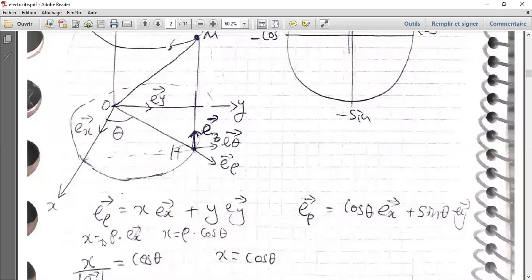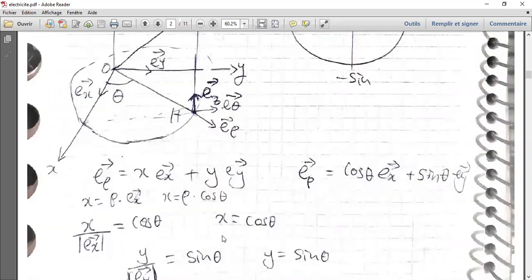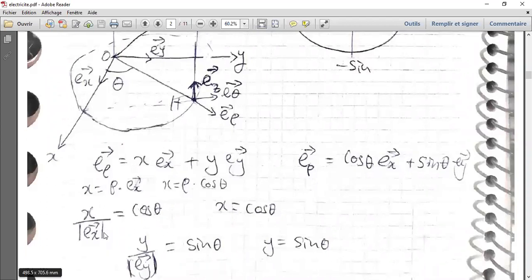Then I know that x is equal to 1 times ex, which gives me x is equal to the modulus of e rho times cos theta. If you watched the previous video, I said the modulus of e rho is always 1, so you have x is equal to cos theta. Then also, y is equal to sin theta. So it will be e rho is equal to cos theta ex plus sin theta ey.